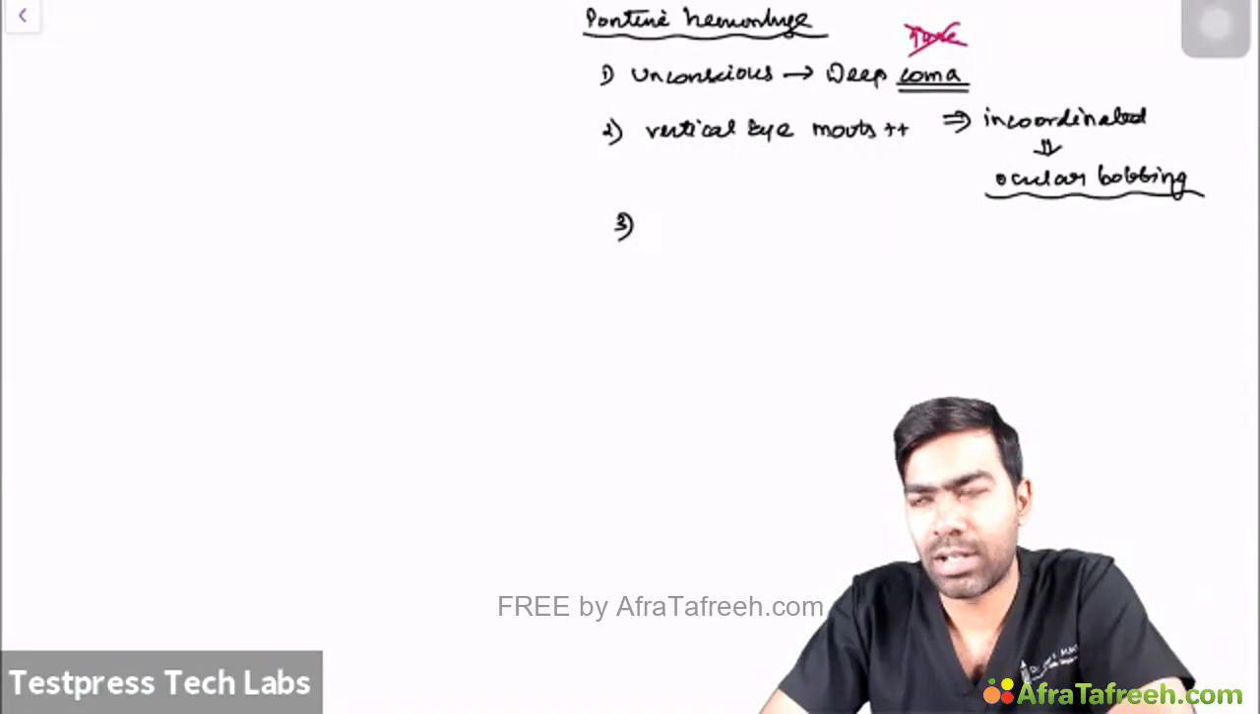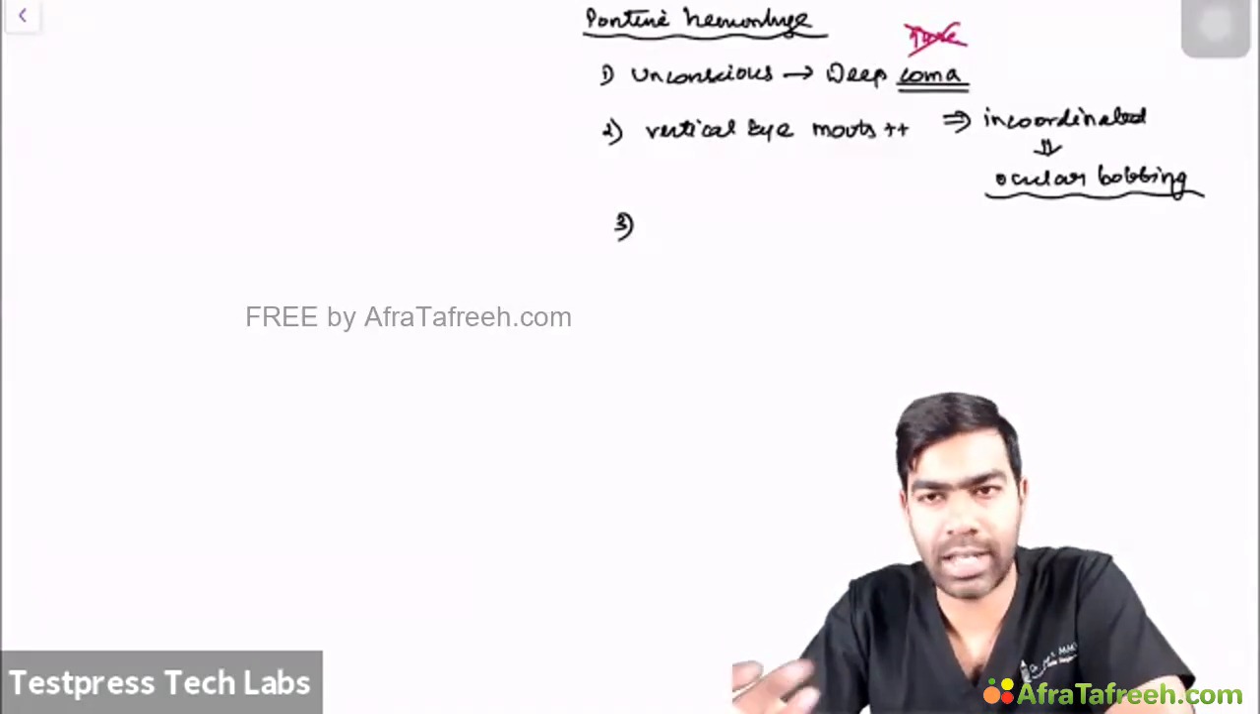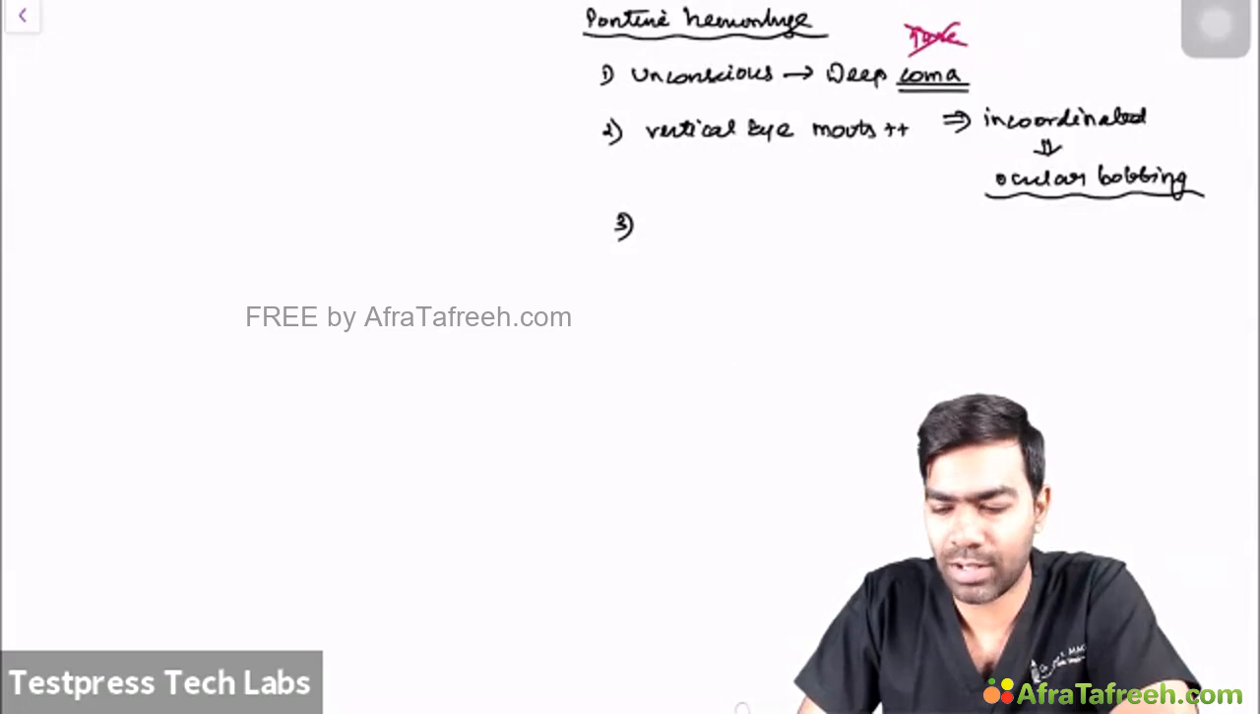Apart from that, what else is spared? The parasympathetic will be spared, but because the entire pons is destroyed, even the sympathetic structures will be lost. So the sympathetics will be lost, only the parasympathetics will be there. So because of overactivity of parasympathetics, you are going to result in pinpoint pupils.